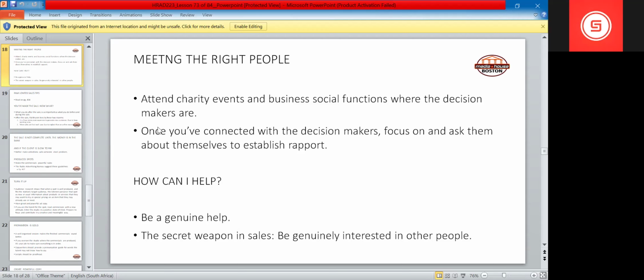Not exactly the CEO, but as I said, the person that is in charge of those money matters. We're going to use that umbrella department of the accounts department. Who is the decision maker there? Once you've connected with the decision makers, focus on and ask them about themselves to establish some kind of rapport, so a relationship again with them.